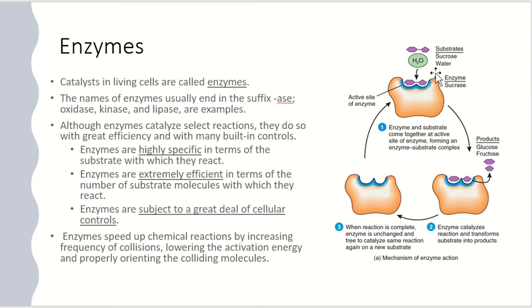And then last but not least, enzymes are subject to a great deal of cellular controls. This is really important. Otherwise, we'd have reactions running around uncontrolled and unchecked. So we need this huge amount of cellular control to determine how much of those enzymes are available to allow these chemical reactions to occur. You can't just have things running around unchecked. So enzymes are going to speed up chemical reactions by increasing the frequency of collisions.